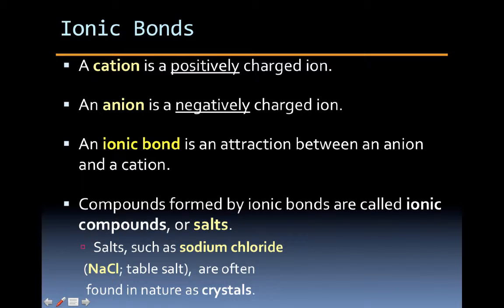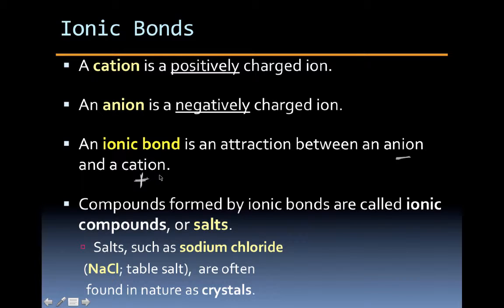We can be more specific and say a cation is an ion with a positive charge. Cations have lost electrons, so they have more protons than electrons. Anions have gained electrons and therefore are negatively charged. Ionic bonds are attractions between anions and cations, between the negatively charged ions and the positively charged ions. These are fairly strong interactions, fairly strong bonds. The result is that compounds are formed.